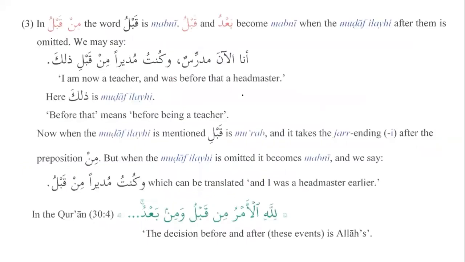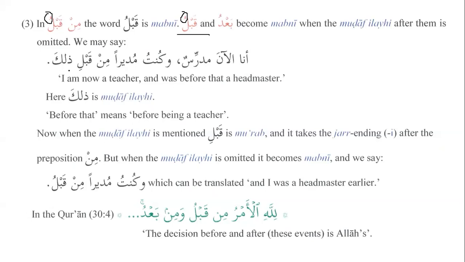من قبل ومن بعد, this expression we have discussed in detail in book number 2. We know that قبل and بعد are used as special mudaf. When mudaf ilayh is omitted, they will be mabni ala dhamma. And when mudaf ilayh is mentioned, they will decline like a regular noun. For example, we see here, أنا الآن مدرس, I am a teacher now. وكنت مديرا من قبل ذلك. And before that, I was the headmaster.